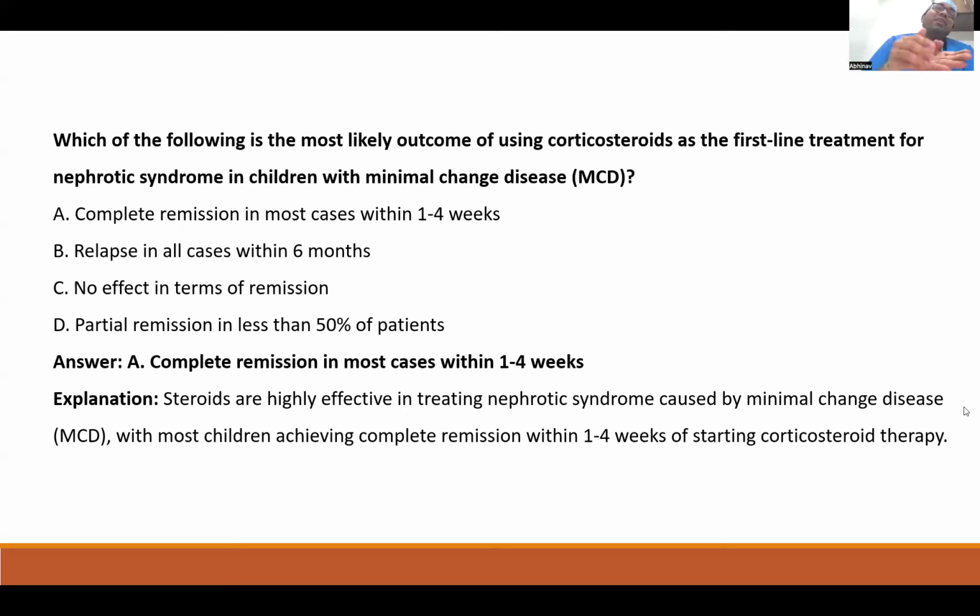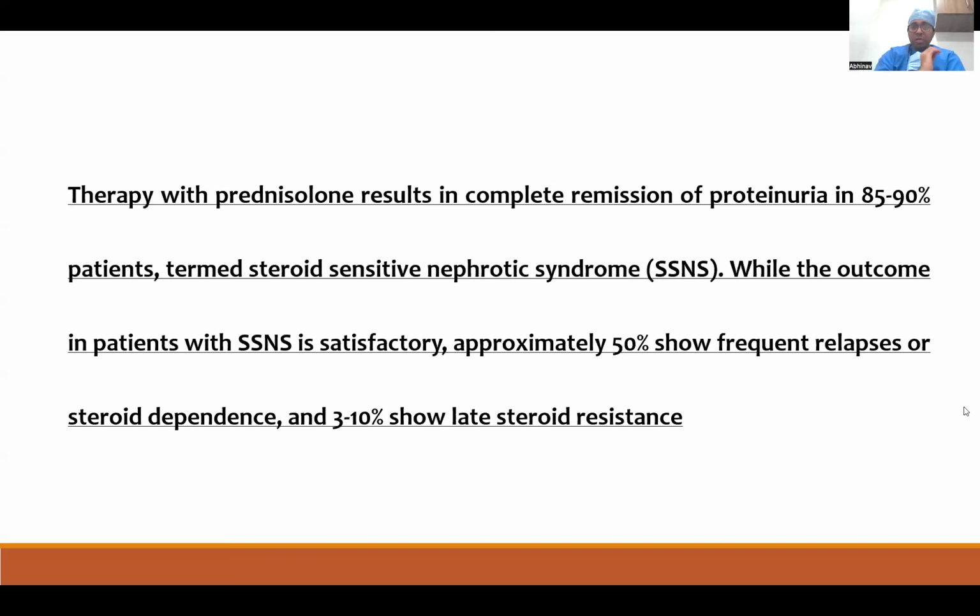4 weeks. If it's FSGS, most often it is steroid resistant nephrotic syndrome. So remember the difference. Minimal change, steroid sensitive. FSGS subtype is steroid resistant. So therapy with prednisolone results in complete remission of proteinuria in 85 to 90% of the patients, which is known as steroid sensitive nephrotic syndrome.